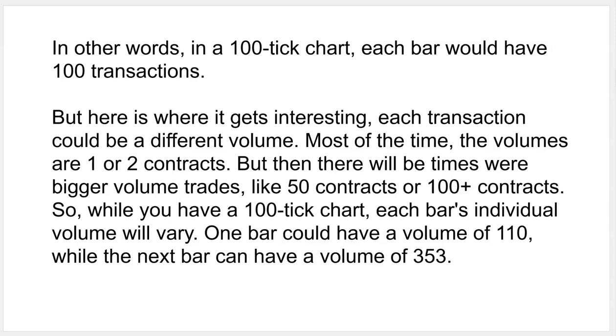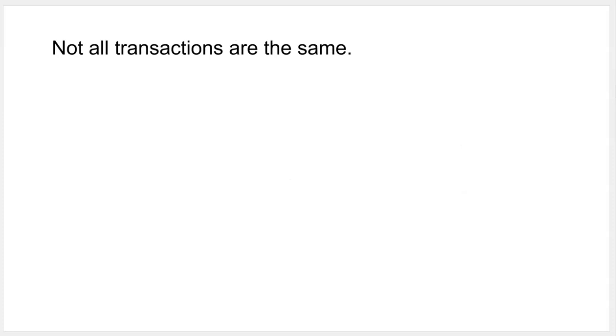However, obviously once it trades, it trades. But there will be times where bigger volume trades, like a 50 contract or 100 contract trade that just goes through in one clip. So while you have a 100 tick chart, each bar's individual volume will vary. One bar could have a volume of 110, while the next bar can have a volume of 353. So the important thing to remember is not all transactions are the same, right? One transaction could be for one contract, whereas the next transaction could be for 85 contracts. Okay, so it's going to vary.